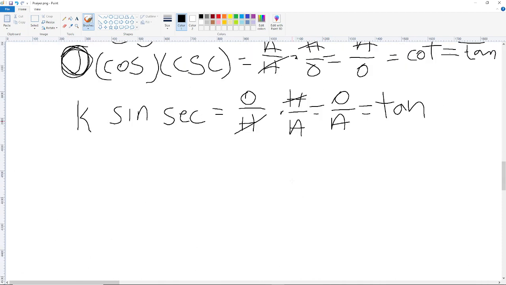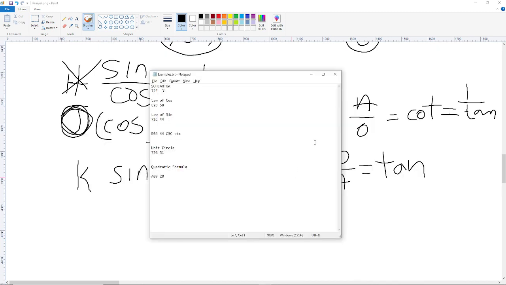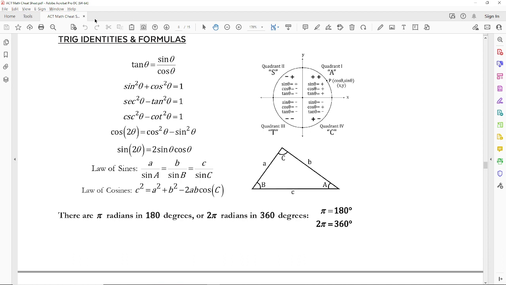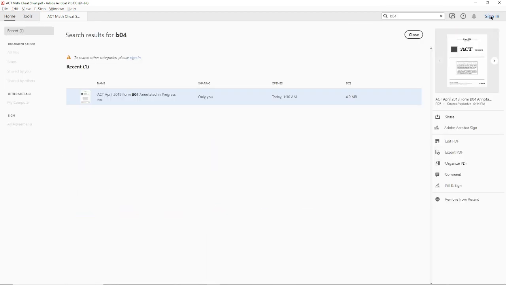So, all right, let's do one more example. Let's see. Have I done this? Unit circle. Well, let's do unit circle. 73G number 51. All right, let me close this one. And then, wait a minute.